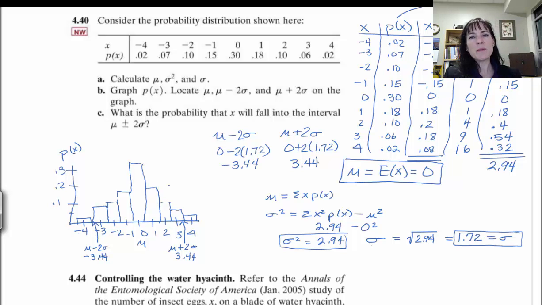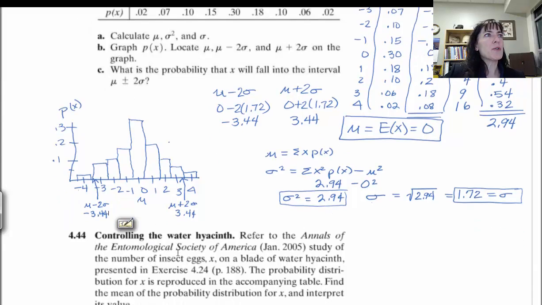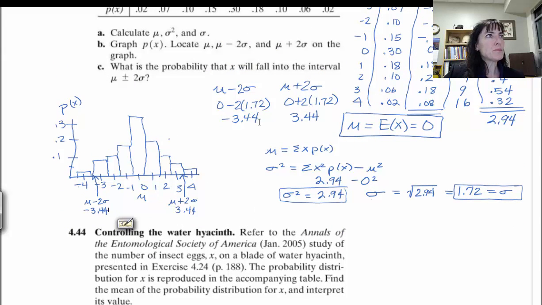Now they're not always symmetrical, but since our mean is at 0, we're getting the exact same distance on either side of 0 because we're going the exact same distance on either side of our mean. So there are my 2 boundary points. And then it says, what is the probability that x will fall into the interval mu plus or minus 2 sigma? To know the answer to that, I need to know the shape of my probability distribution, and I'm going to call that mound-shaped.